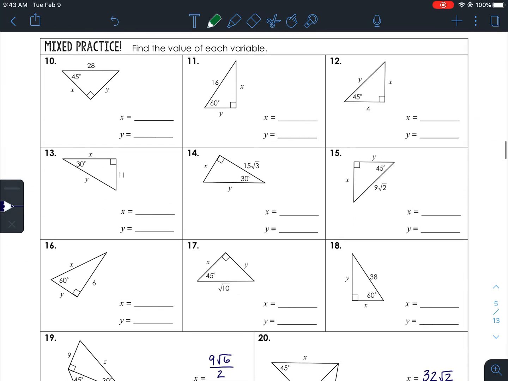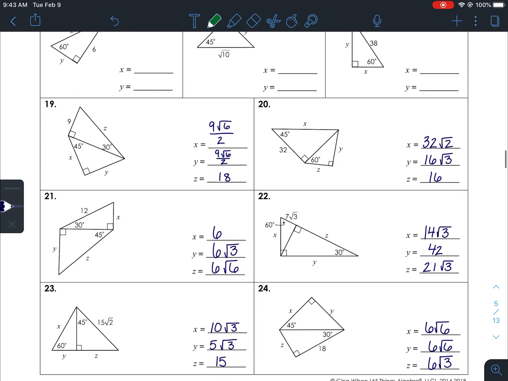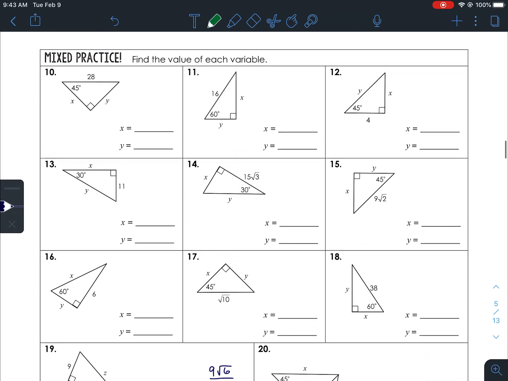All right, here's some extra practice. Now, if you would like some extra practice, I will put this answer page up on Canvas. So if you'd like to give it a shot, you are more than welcome to. And then please do the items listed above.